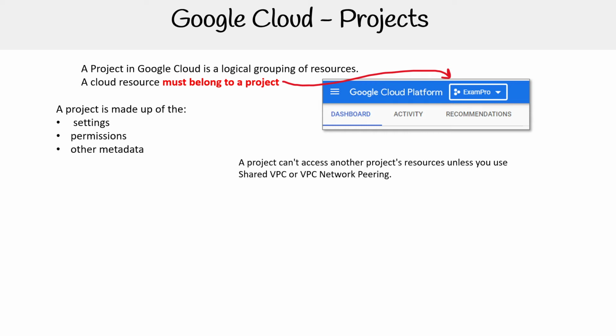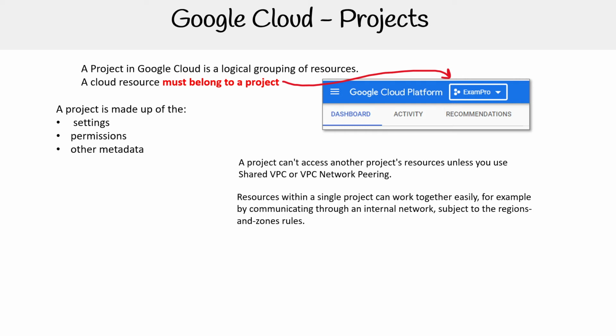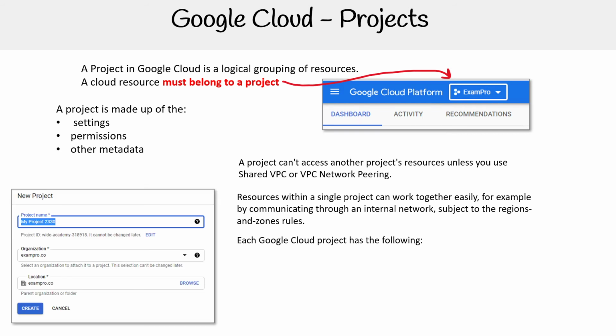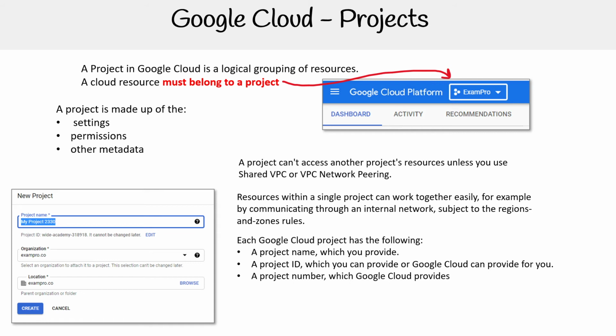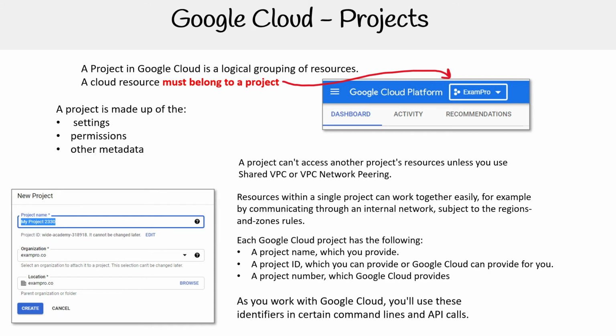A project can't access another project's resources unless you use shared VPC or VPC network peering. Resources within a single project can work together easily, for example, by communicating through internal network, subject to the regions and zone rules. Each Google Cloud project has the following: a project name, which you provide, a project ID, which you can provide or Google Cloud can provide for you, a project number, which Google Cloud provides. As you work with Google Cloud, you'll use these identifiers in certain command lines and API calls.